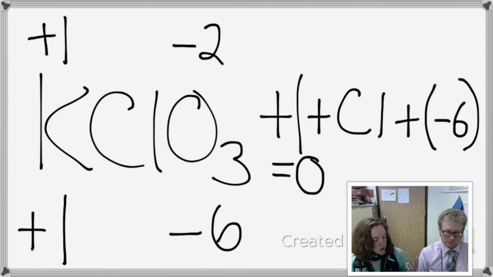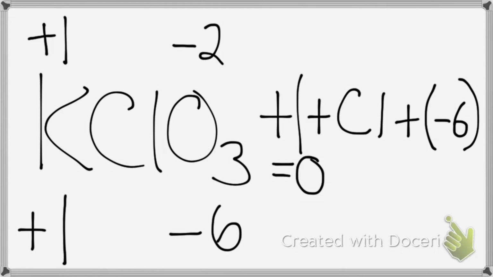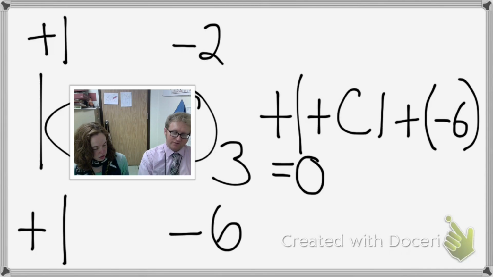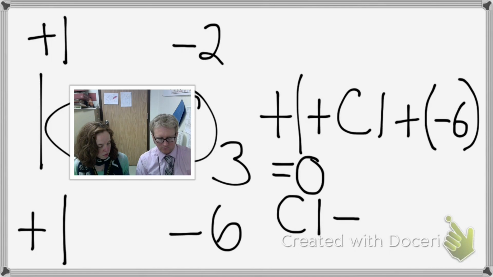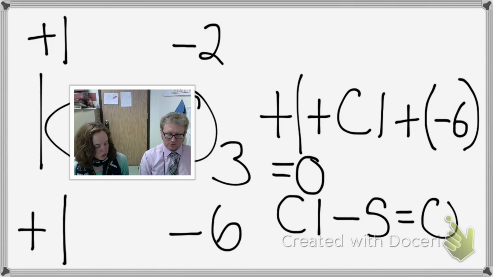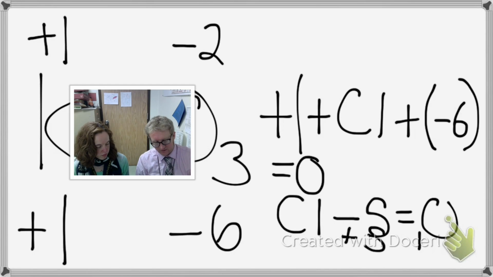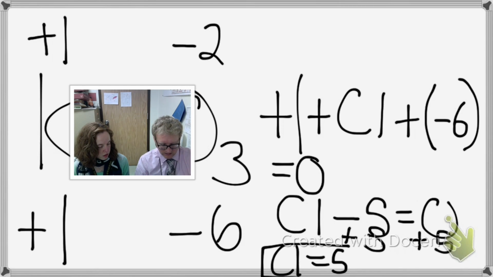If we're solving this algebraically, what's our next step? Let's simplify the negative 6 and the 1. If we combine plus 1 and negative 6, we get Cl minus 5 equals 0. Now how do we get Cl by itself? Let's add 5 to both sides. So Cl's oxidation number has to be plus 5. There you go.